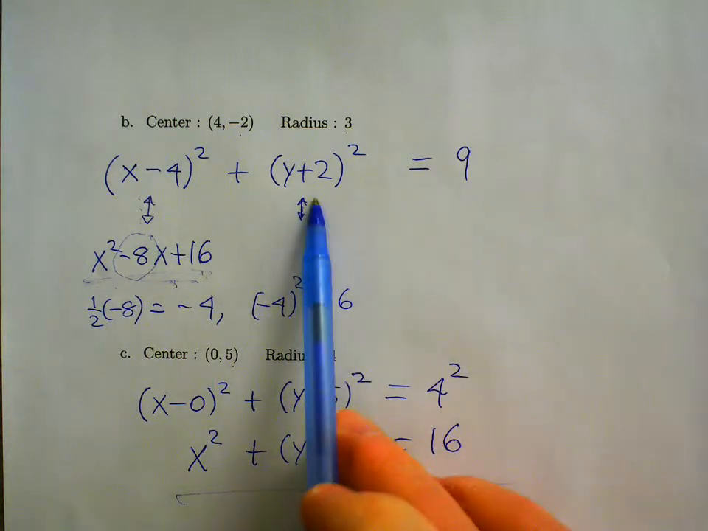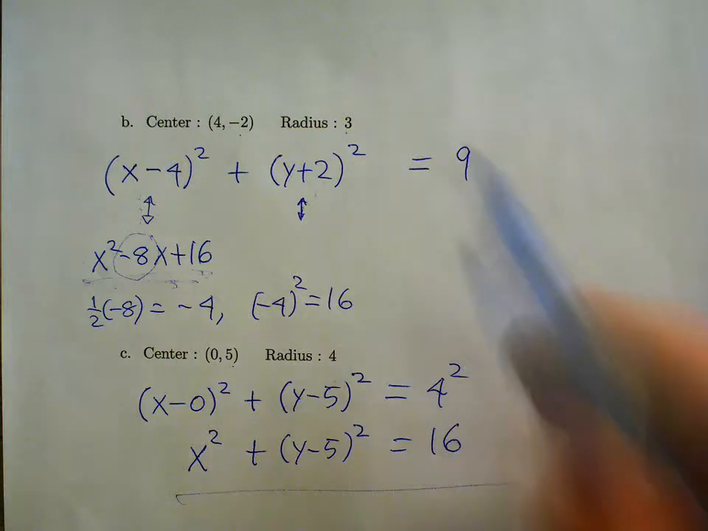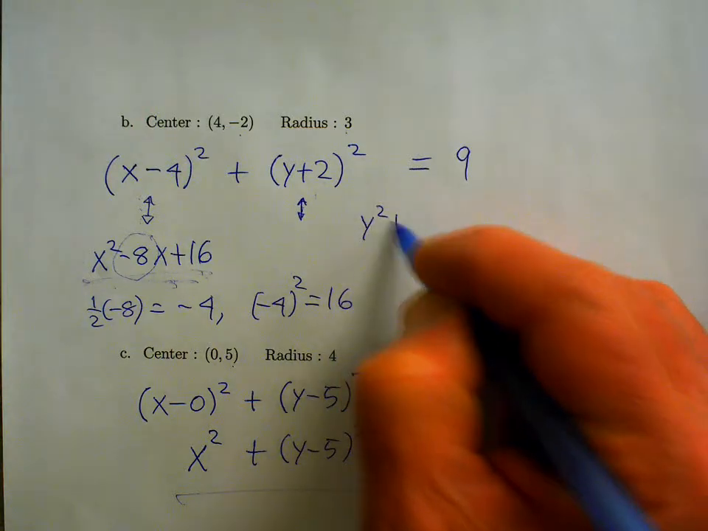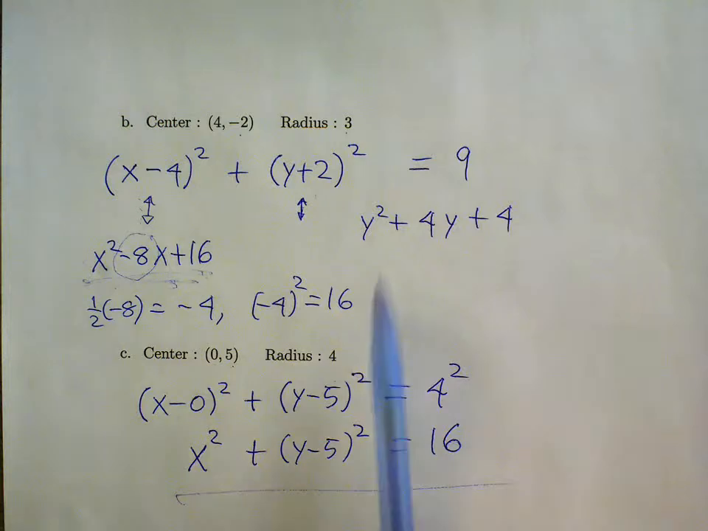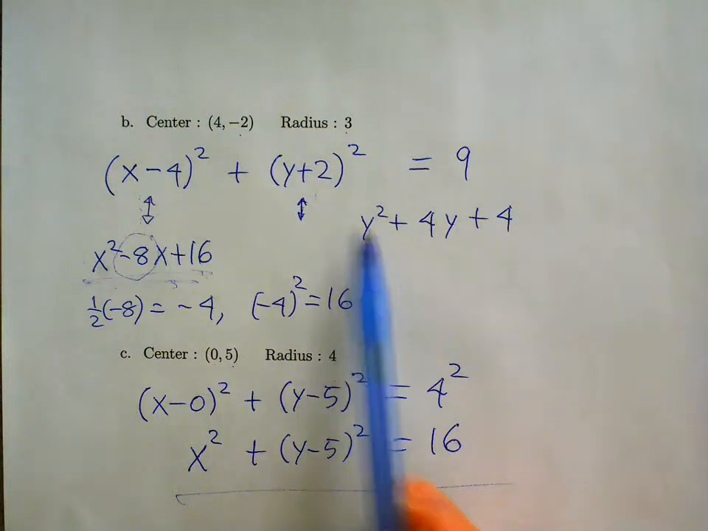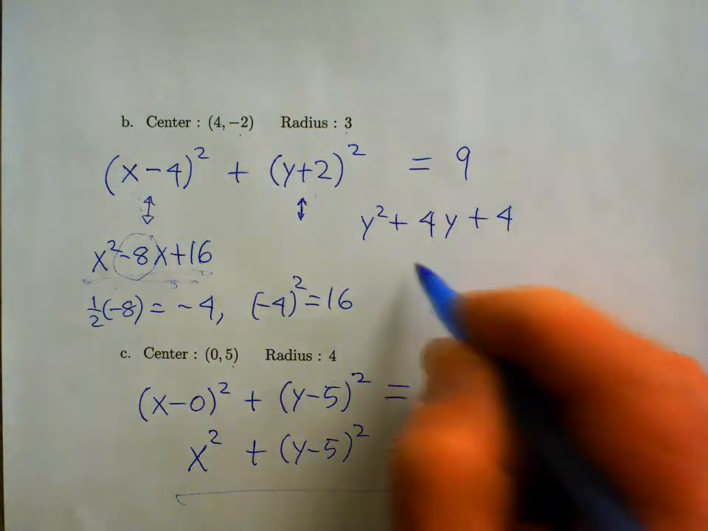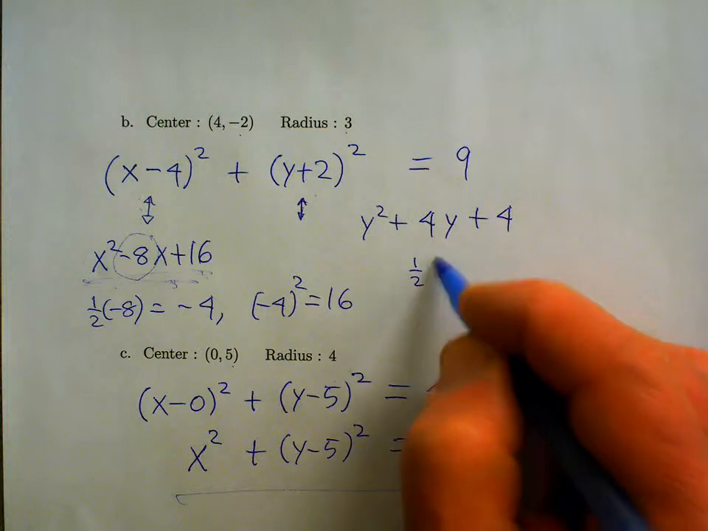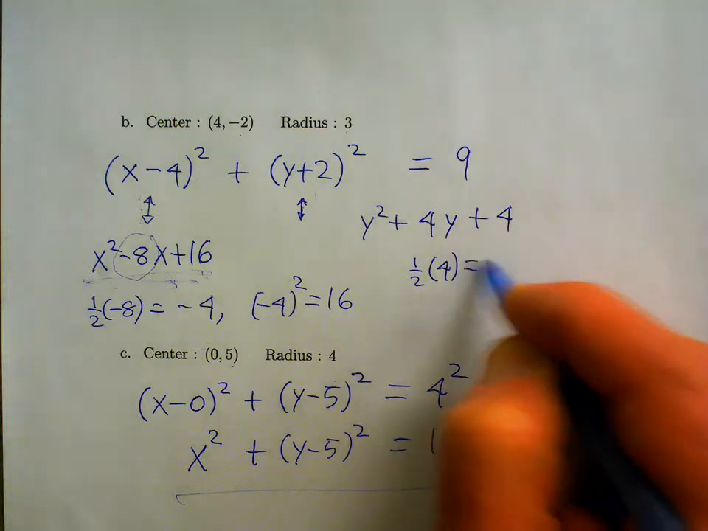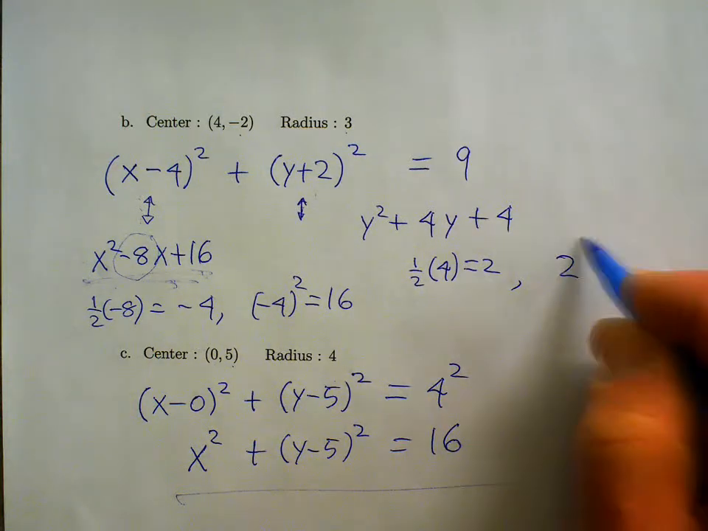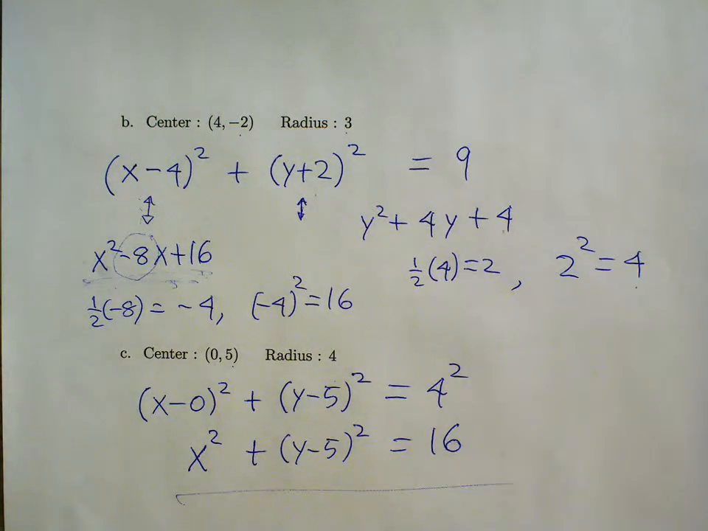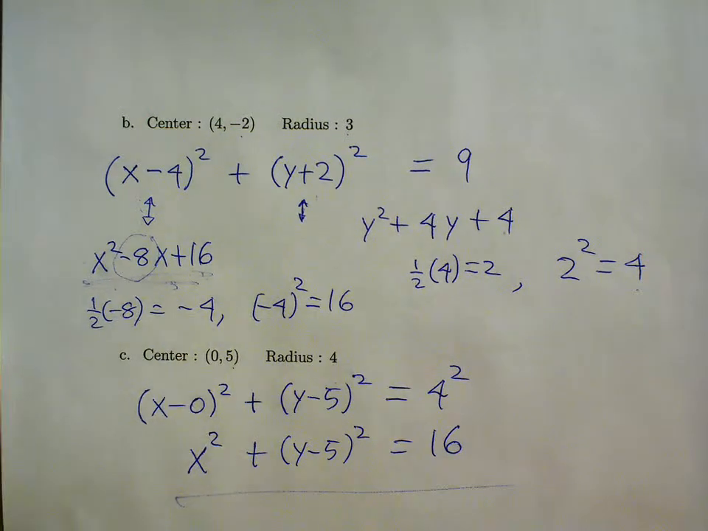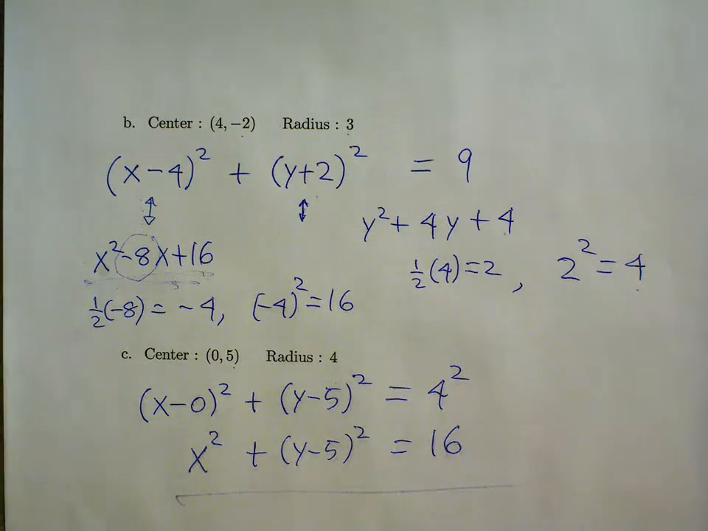The other binomial squared, y plus 2 squared, is y squared plus 4y plus 4. The coefficient of y squared is 1, so if we take 1/2 of the coefficient of y, 1/2 of 4 is 2, and then square that number, we get 4. Okay, so now we're ready to look at the next page.